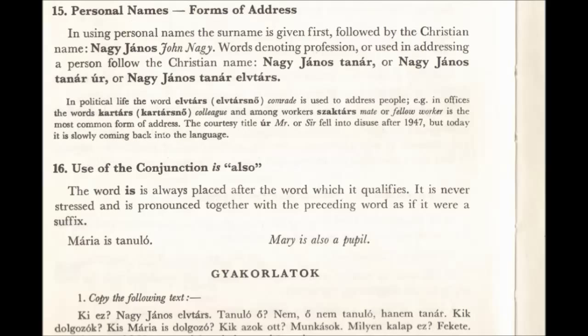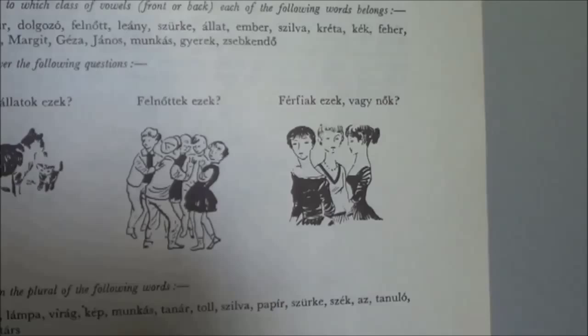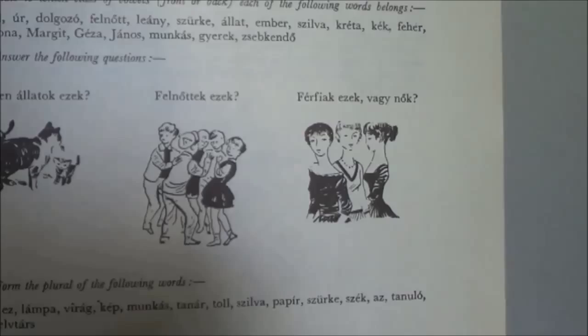And you have some exercises here. Ki ez, as we know, who is this? Nagy János, elvtárs. János Nagy, that is his name, he's a comrade. And then you have Milyen állatok ezek? What kinds of pets are these? Those are cats. Férfiak ezek vagy nők? Are these men or women? As you see, those are women.